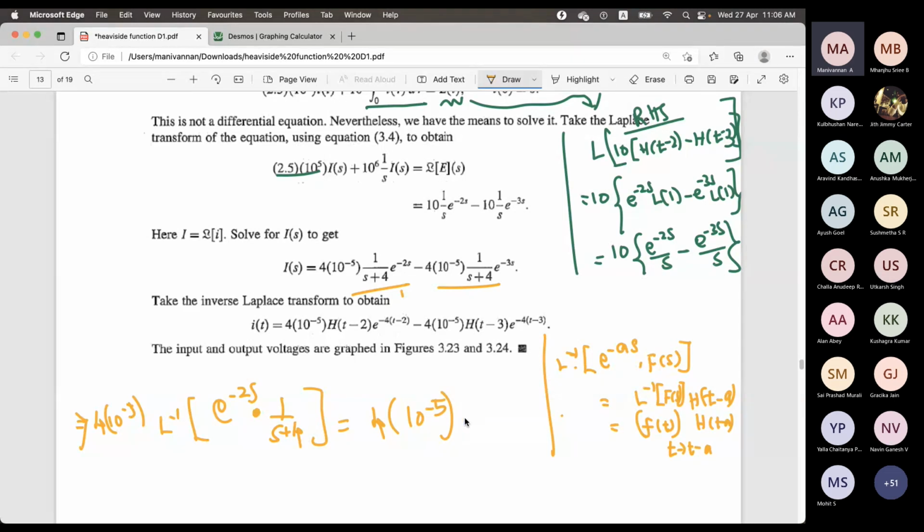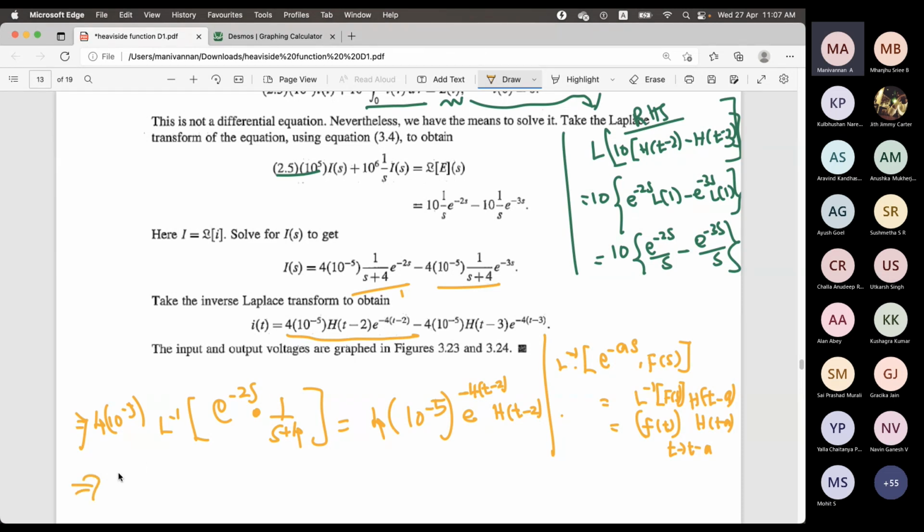So we are having e h of t minus 2. Am I right? Then e raised to the power minus 4 times of t minus 2, right? So that's the result we are having. Okay, how are we writing?